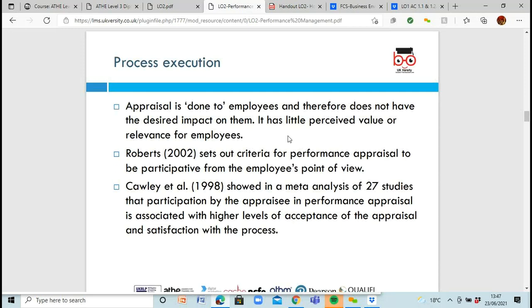So an execution is when appraisal is done to all employees. So it's for every single person, regardless of what role they are. The only reason you'd get out of having an appraisal is if you've just joined and you'd probably be put down for the next year's appraisal instead. So it's done to them.